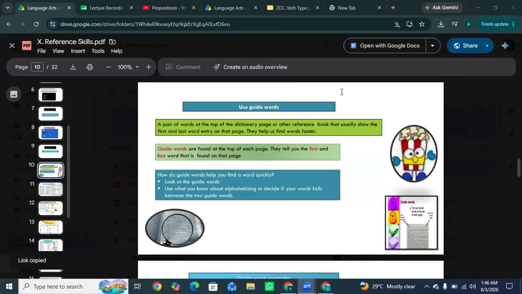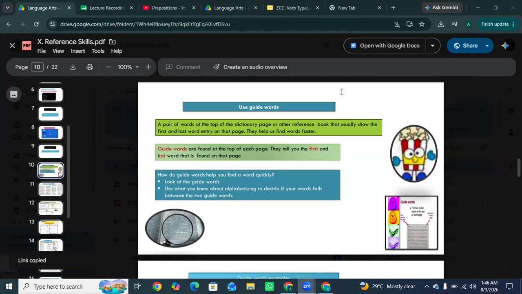The next one is use guide words. A pair of words at the top of the dictionary page or other reference book usually shows the first and last word entry on that page. They help us find words faster. Guide words are found at the top of each page. They tell you the first and last words found on that page.